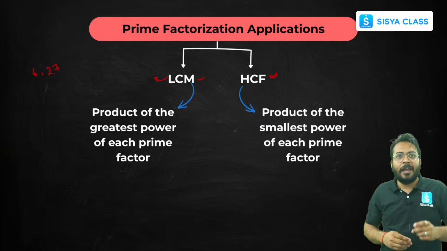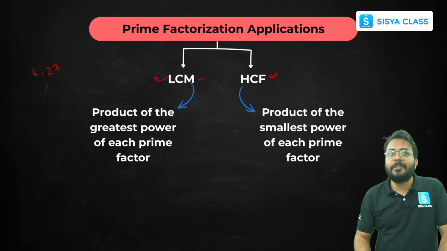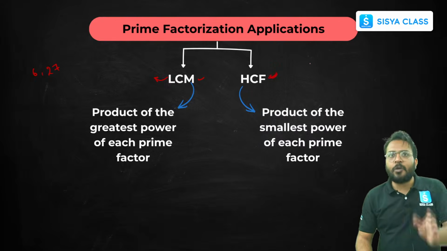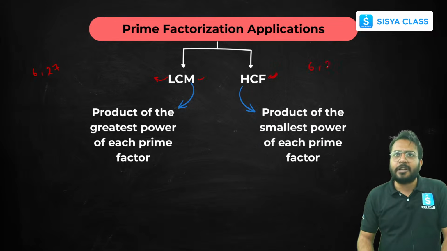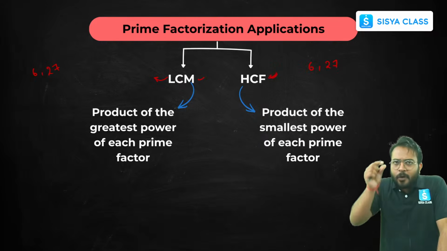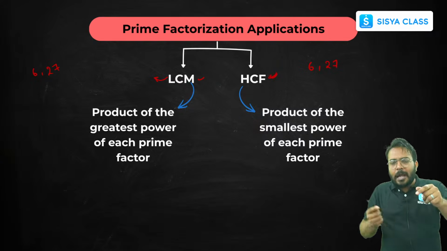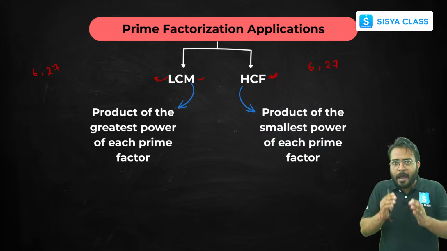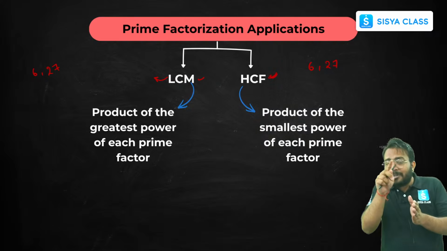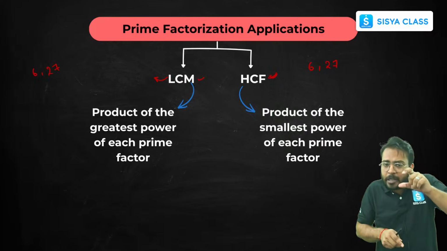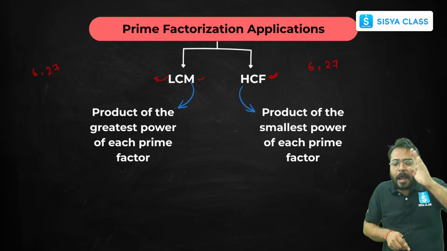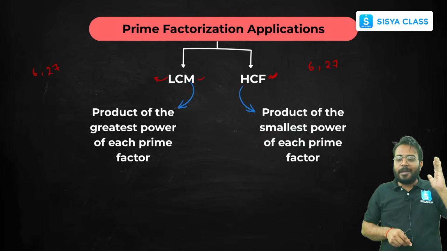And what is the meaning of HCF? HCF is your highest common factor. Suppose I have the same numbers, 6 and 27. We need to find the factor which is common for 6 as well as for 27. That will become the common factor, and it has to be the highest one.